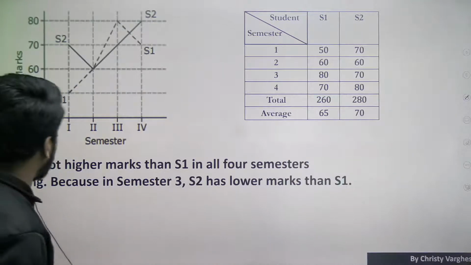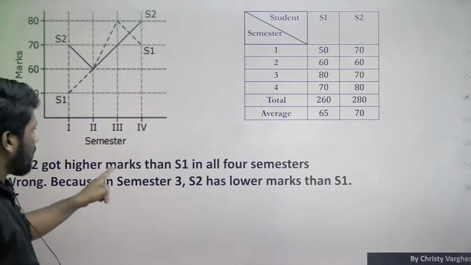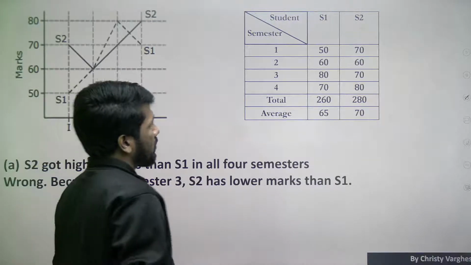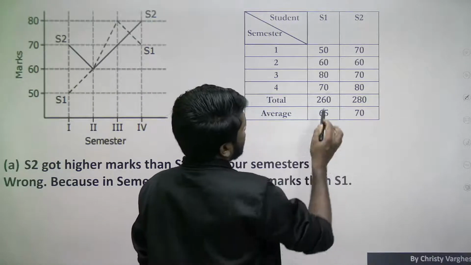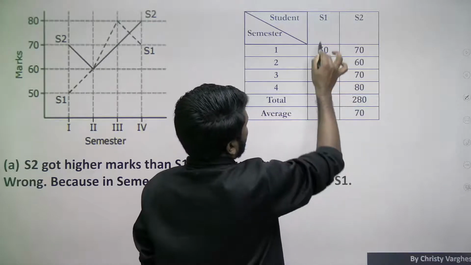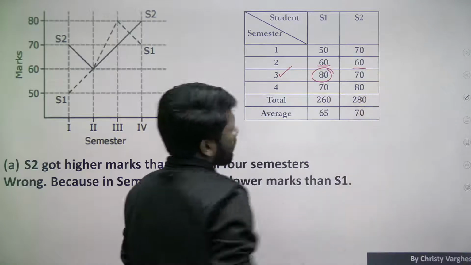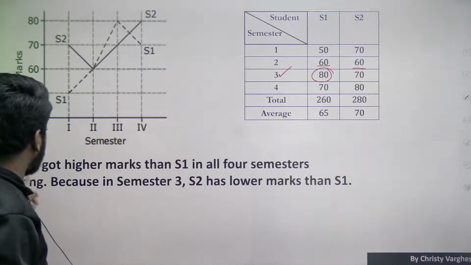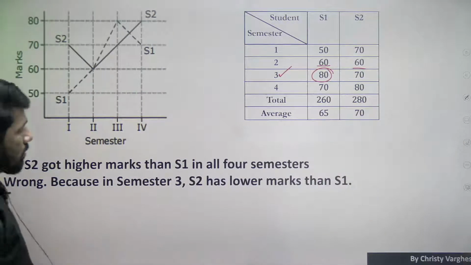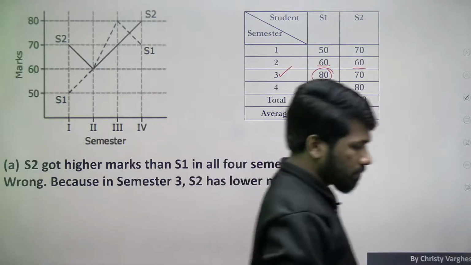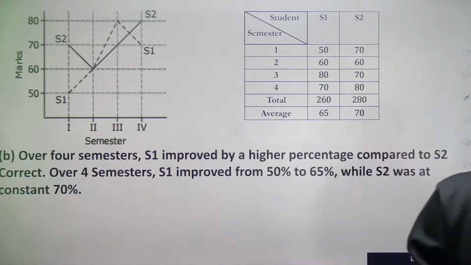So option by option we will analyze. First option, S2 got higher marks than S1 in all 4 semesters. S2 got higher marks in all 4 semesters. Wrong. S1 got higher marks in the 3rd semester, and equal marks also disqualifies option A. Option A is wrong. Is that clear to all of you? And what about option B?